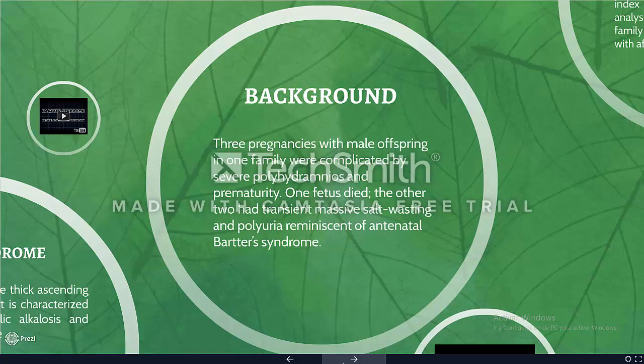In the background, 3 pregnancies with male offspring in one family were complicated by severe polyhydramnios and prematurity. One fetus died, the other one had transient massive salt wasting and polyuria reminiscent of antenatal Bartter syndrome.